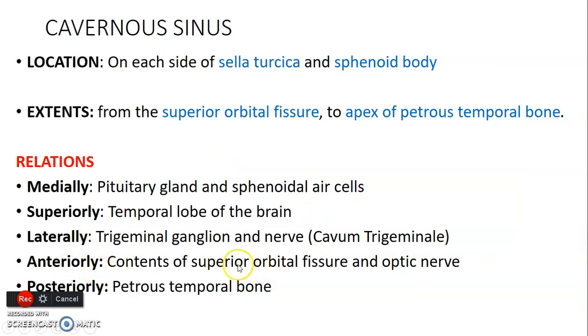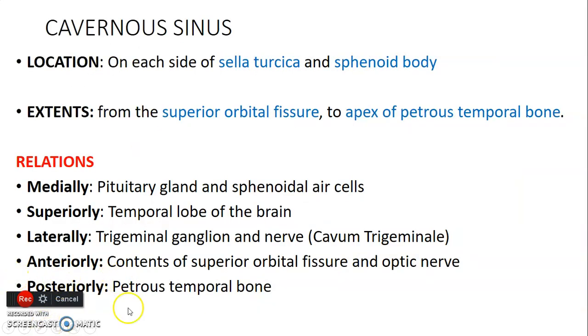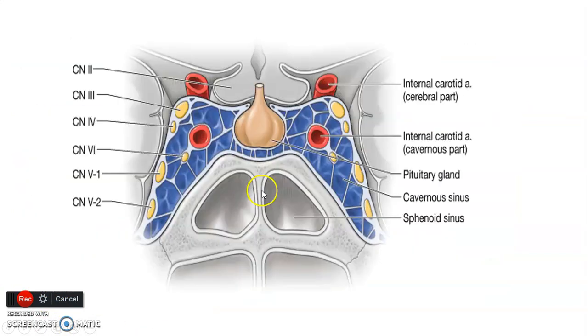Anteriorly you have the superior orbital fissure and its contents, as well as the optic nerve. The superior orbital fissure is here, so its contents are anterior to the cavernous sinus. Remember, even the optic nerve is anterior to it. What are the contents of the superior orbital fissure? Cranial nerve 3, oculomotor, 4, trochlear, and 6, abducens. They pass through the superior orbital fissure, so they're anterior relations of the cavernous sinus. Posteriorly, you have the petrous part of the temporal bone.